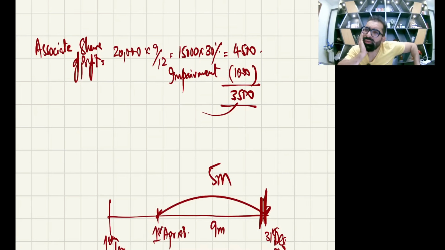Everything will come in this. In this 3,500, everything is there.